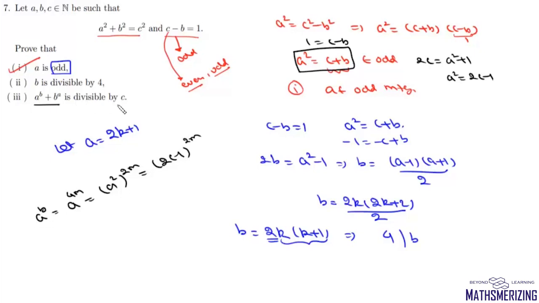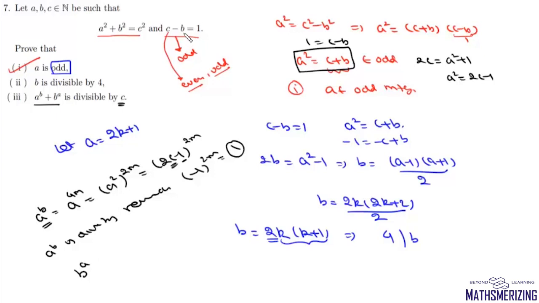Now we need to find divisibility by c, and the shortcut says express this a to the power b as some multiple of c, and then whatever is the constant term, that's your remainder. If a to the power b is divided by c, it leaves the remainder minus 1 to the power 2m, that is simply 1. Now we'll find b to the power a.